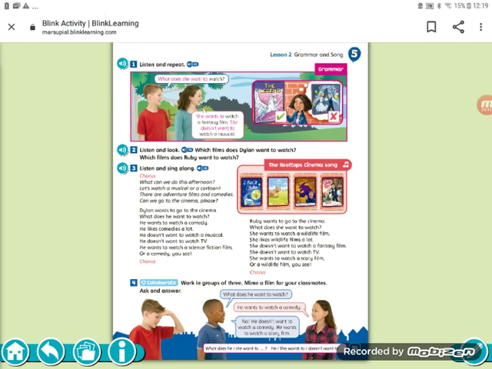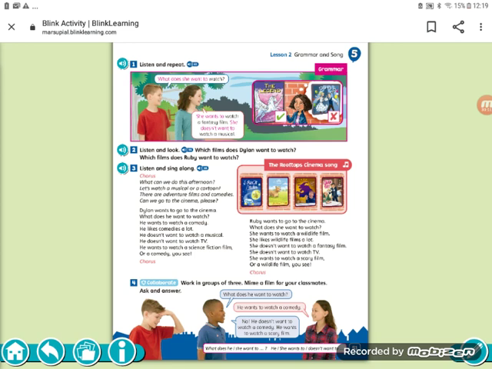Very good. Dylan wants to go to the cinema. Dylan quiere ir al cine. What does he want to watch? ¿Qué quiere ver él? He wants to watch a comedy. Él quiere ver una comedia. He likes comedies a lot. A él le gustan las comedias un montón.